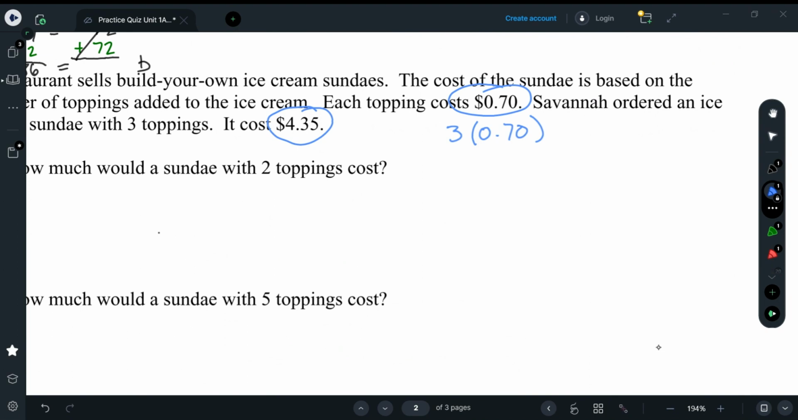3 times 7 is 21. That means this is going to give us $2.10. By the way, use your calculator here for all of these calculations. Right? Any calculation you'd like, please use your calculator. So she paid $2.10 for toppings, but the total price was $4.35. So what that means here is that the difference between $4.35 and $2.10, that's going to be the amount that she paid for the ice cream. So let's calculate that. Let's do $4.35 minus the price of just the toppings.